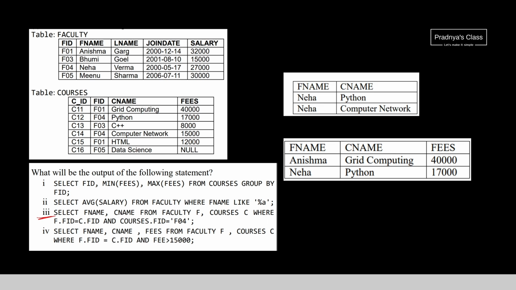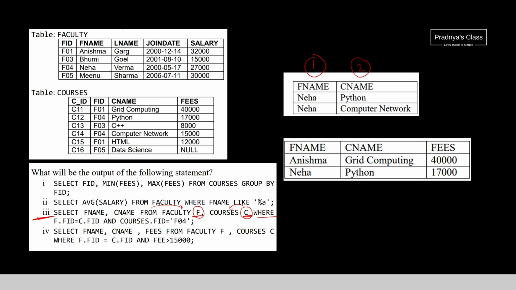It's time to check out the third query. Select F name. Okay, that we will mention. And the second column is C name. That also we will mention. From faculty and courses. Here we are going to combine both the tables. That's why we have given some alias to it so that it will be easy to write the query. Now F is the name of the faculty and C is the name of the courses table.